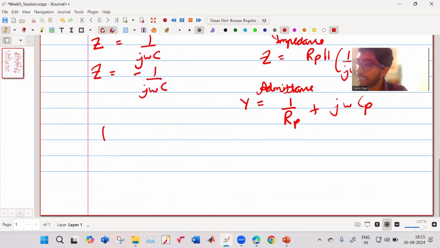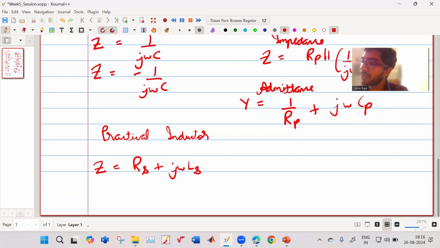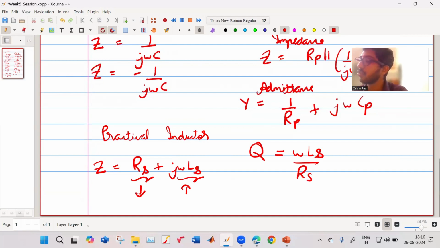We will consider a practical inductor. We already saw that the Z is given by a series resistance plus some inductance. Now, how good this inductor is is denoted using something known as the Q, which is given by the quality factor. If we want the inductance to be very good, we want this quantity to be very high and this quantity to be low. So we write omega Ls in the numerator and Rs in the denominator.